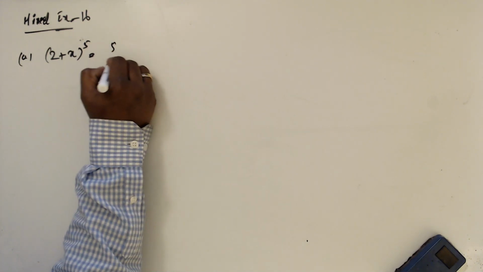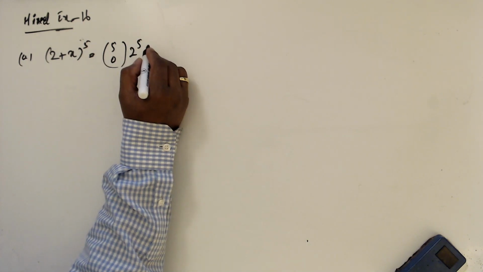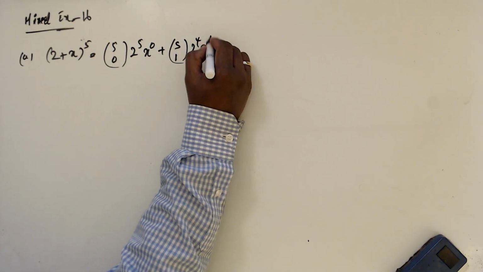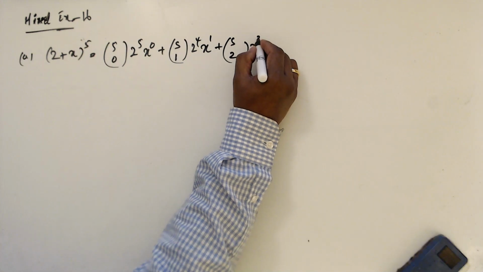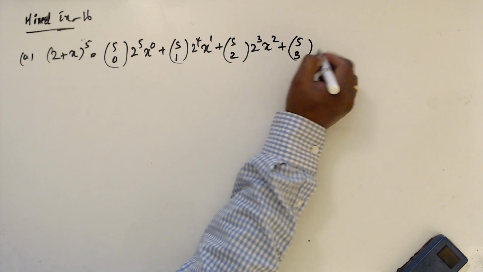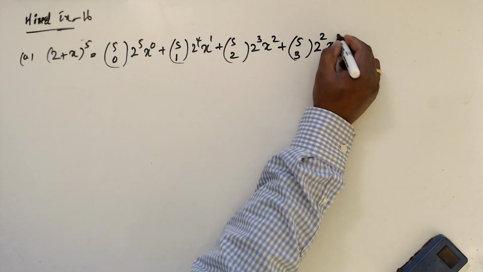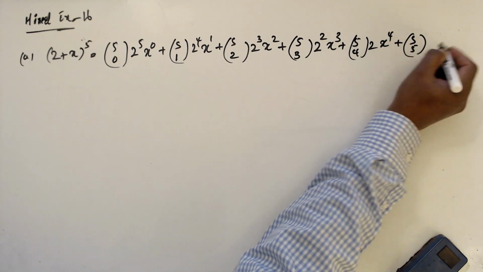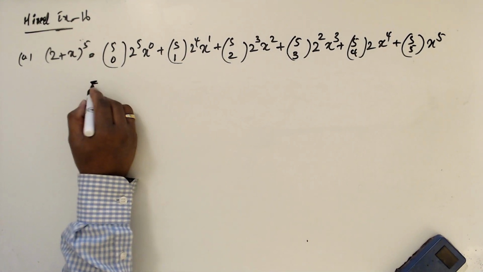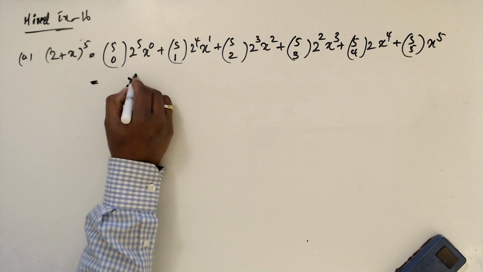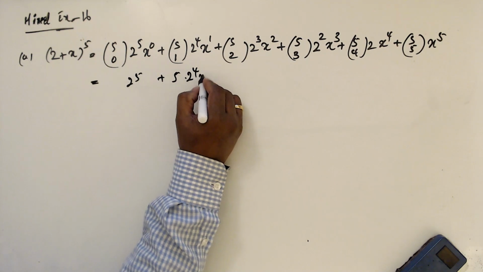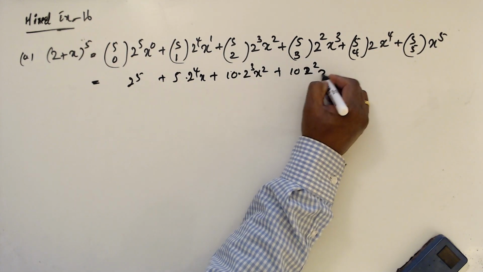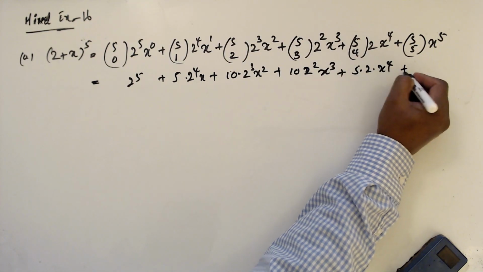(2 + x)^5 equals C(5,0) 2^5 x^0 + C(5,1) 2^4 x^1 + C(5,2) 2^3 x^2 + C(5,3) 2^2 x^3 + C(5,4) 2 x^4 + C(5,5) x^5. So this is going to be 2^5 plus 5 times 2^4 x plus 10 times 2 cubed x squared plus 10 times 2 squared x cubed, and 5 times 2 times x^4 plus x^5.